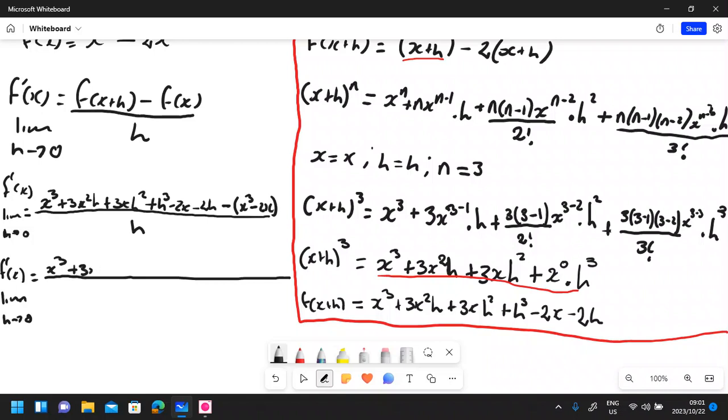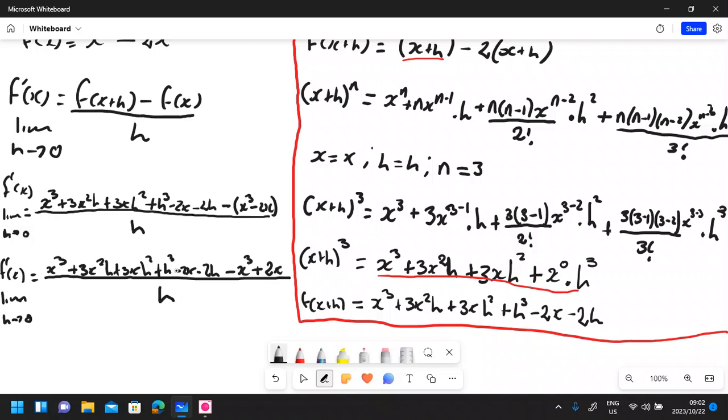Right, x to the power of 3 plus 3x squared h plus 3x h squared plus h to the power of 3 minus 2x minus 2h. Now remember, we have a negative here, so we multiply by negative to remove the brackets. So if you remove the brackets, we're gonna have negative x to the power of 3 plus, remember when you multiply by negative and negative, we're gonna have plus 2x, and all this is divided by h.